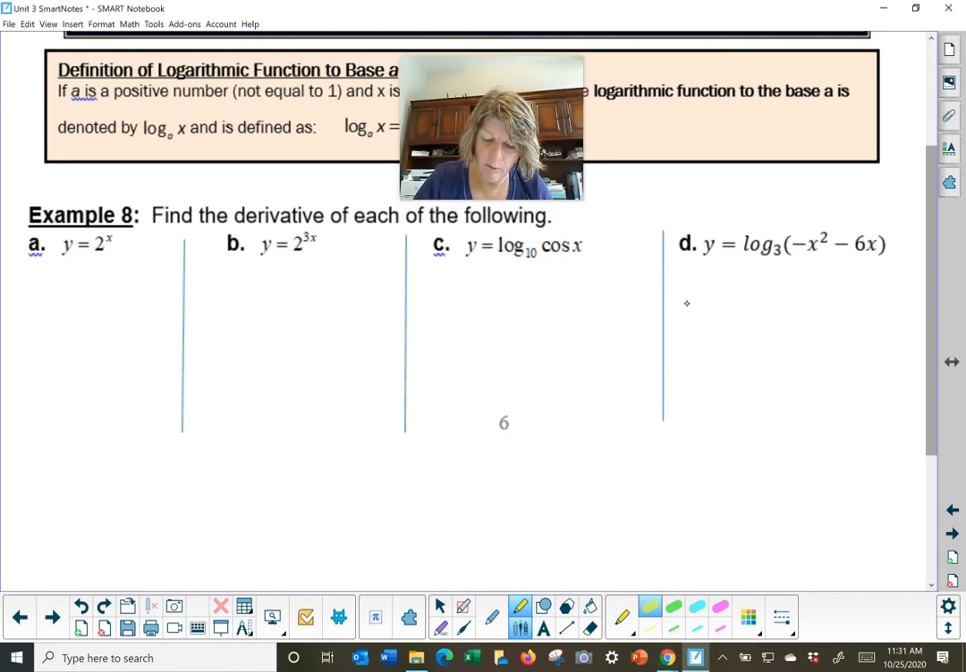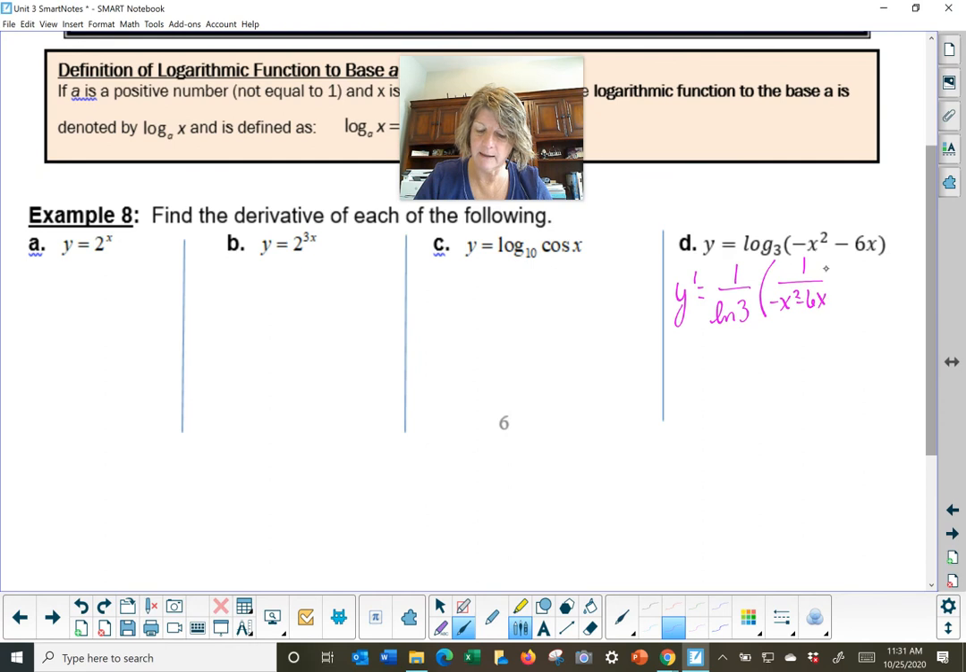I'm going to get y prime, if I get a pen that writes. I'm going to have y prime equals 1 over natural log of a, which is 3, times 1 over u, which is negative x squared minus 6x, times the derivative of the inside piece, which is going to be a negative 2x minus 6. Sweet. That's going to give me a y prime. Now, just make it look pretty.